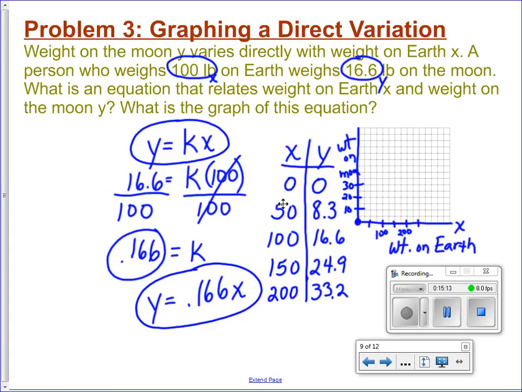All right, so 50 pounds is 8.3, would be about right here. 100 pounds, 16, right above. 150 is 24.9, and 200 pounds is 33. Now, if I had these drawn, maybe there's a better scale to use, but it is a direct variation and it should be a straight line.